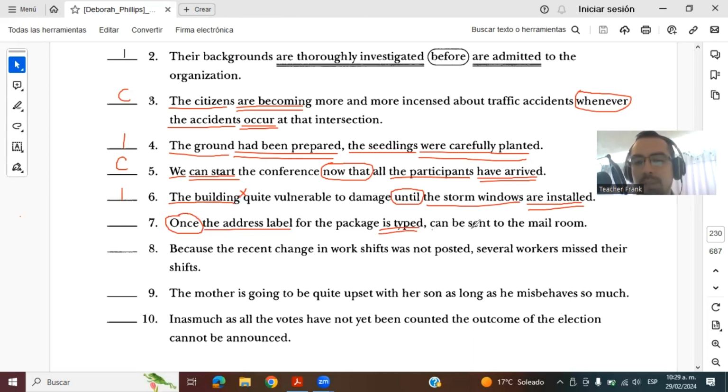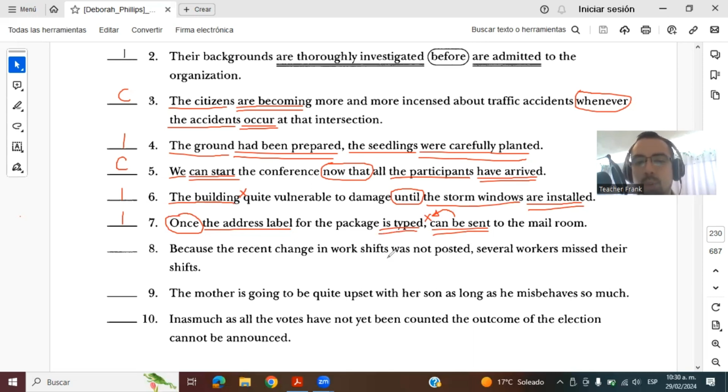We have can be sent, which is my verb, but we don't have a subject for can be sent, right? We don't know who or what can be sent. So it's going to be incorrect. Number 7, yes, it could be: once the address label for the package is typed, it can be sent to the mailroom, or something like that. Okay, let's look at number 8.